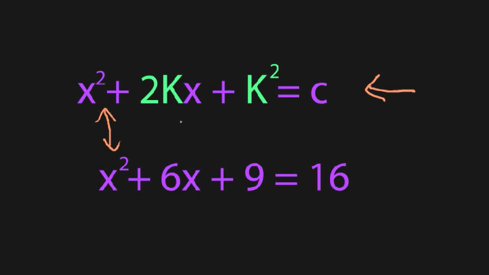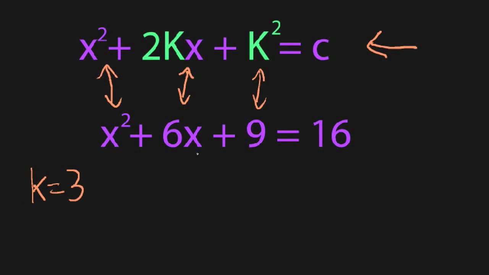Now we need 2kx. Well, we have a 6x, and remember k can be anything, so that means k is going to be 3. To figure out the value of k, you just half whatever coefficient you have on the middle value. So in this case 6 over 2 gives us 3. Now we want the last term to be k squared. In this case k has to be 3. We get that from the second term. So 3 squared is 9, and indeed we have a plus 9 at the end of this quadratic equation. So that means this meets all of our criteria.